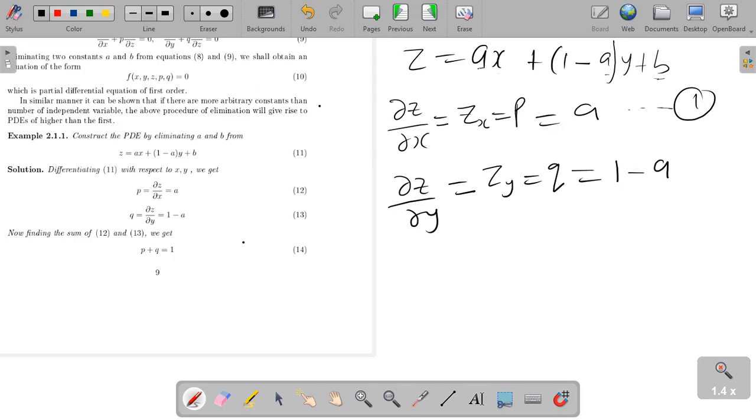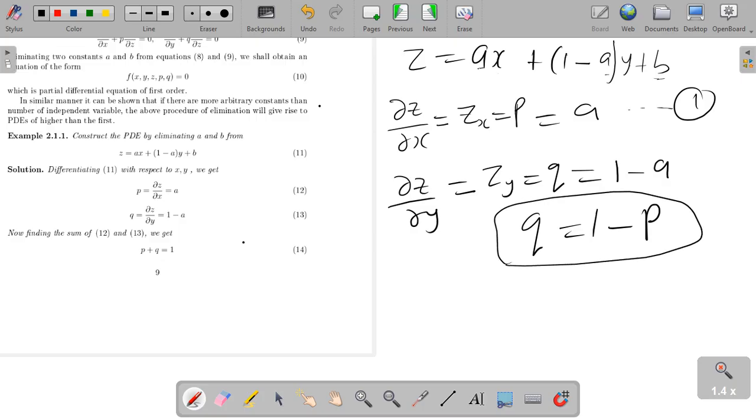You see, from this place now, all the constants are gone, and all these things are derivatives. So we have gotten our answer. This is the partial differential equation. If you don't want to write it like this, you write it as partial z over partial y is equal to 1 minus partial z over partial x. So this is the differential equation.